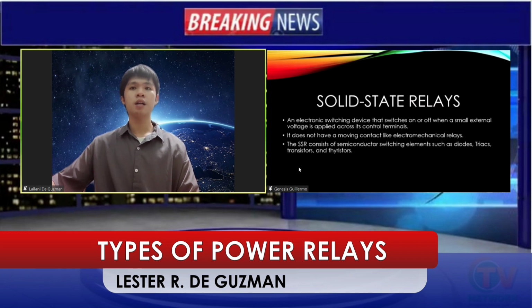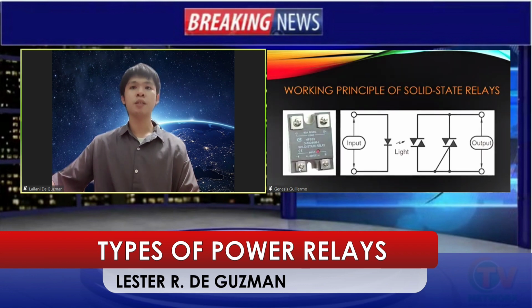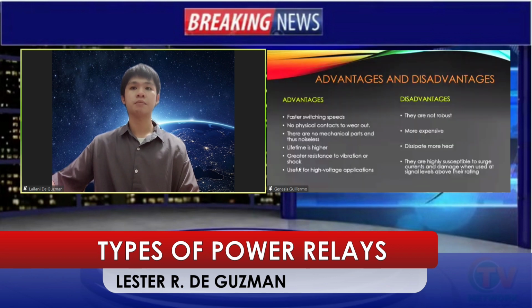The next one is the solid-state relays, an electronic switching device that switches on or off when a small external voltage is applied across its contact terminals. It does not have a moving contact, unlike electromechanical relays. Solid-state relays use semiconductor switching elements such as diodes, triacs, transistors, and thyristors. This is the working principle of the solid-state relay.